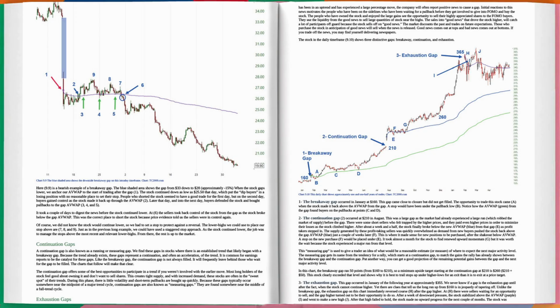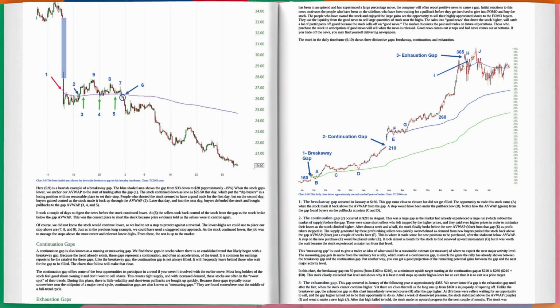2. The continuation gap occurred at $210 in August. This was a large gap as the market had already experienced a large run, which robbed the market of supply before the gap. There were some short sellers who felt trapped by the higher prices, and they paid even higher prices in order to minimize their losses as the stock climbed higher. After about a week and a half, the stock finally broke below the new AVWAP (blue) from that gap, E, as profit takers stepped in.